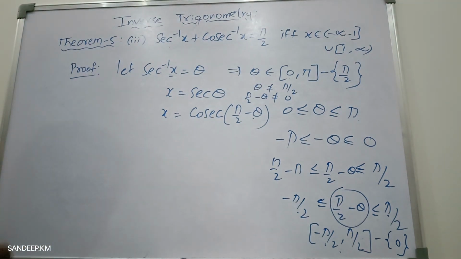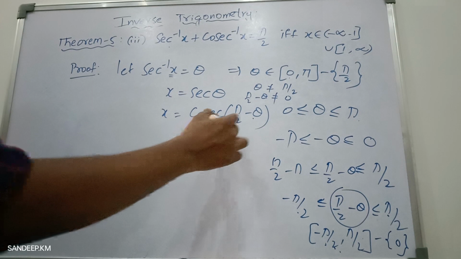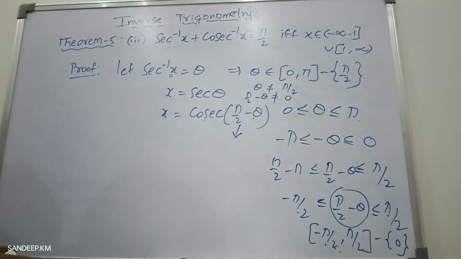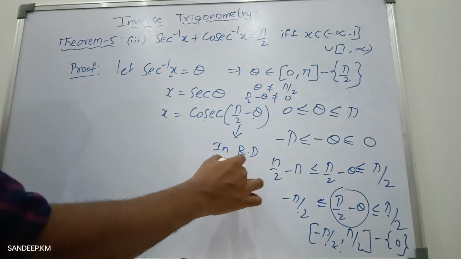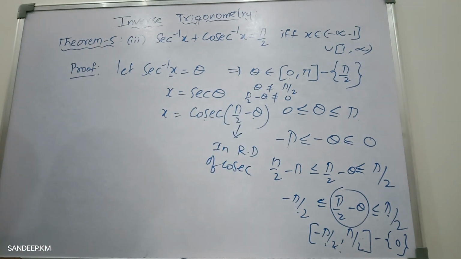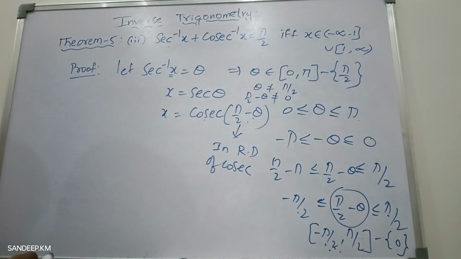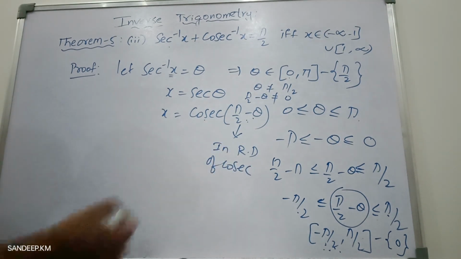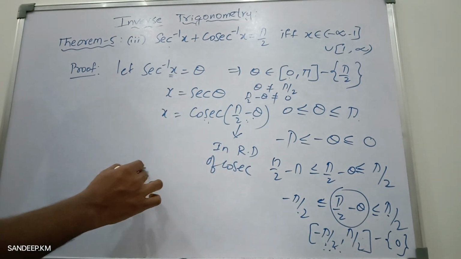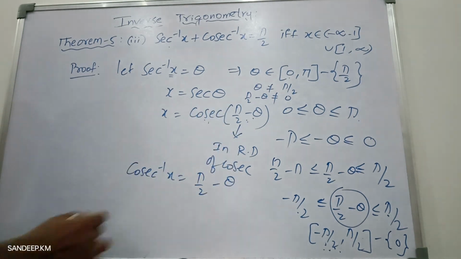Okay. So what I am trying to say is, this is the restricted domain of cosec. So that means 90 minus theta is in the restricted domain of cosecant function, because 90 minus theta is in this particular interval. Therefore cosecant will come to the left side. It becomes cosec inverse x equal to 90 minus theta.